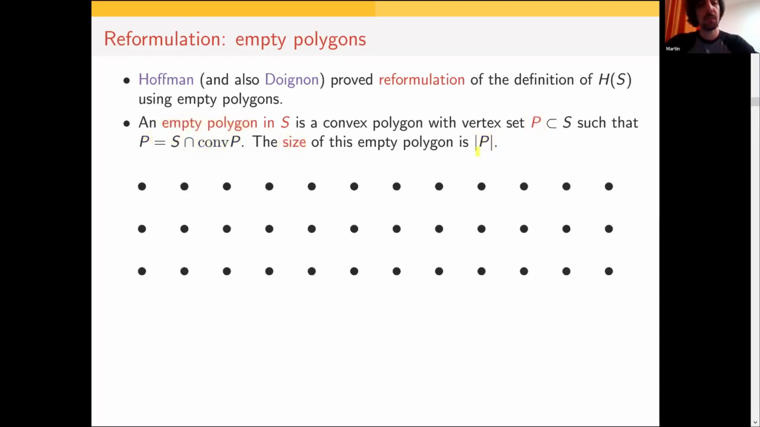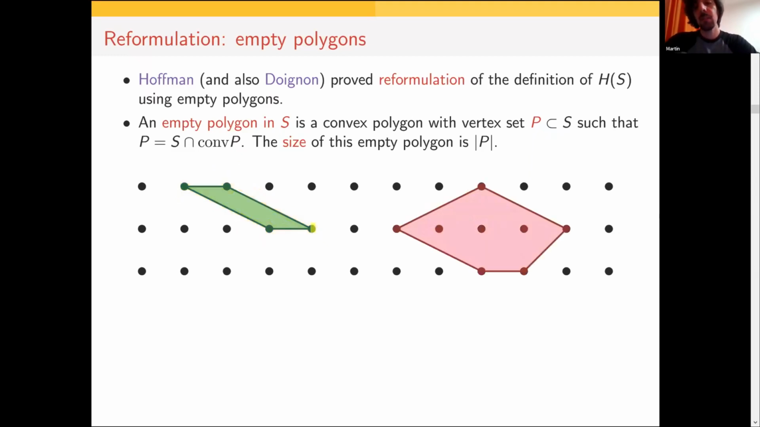Let me show you some examples. Let S be again the integer lattice. So there is a portion of the integer lattice. Now this is an example of an empty polygon in S. This is a polygon of size 4 because we have 4 vertices. And as you can see, if I take the convex hull of these 4 vertices, then the only points of the lattice that are contained there are exactly these 4 vertices. So this is an empty quadrilateral in this lattice.